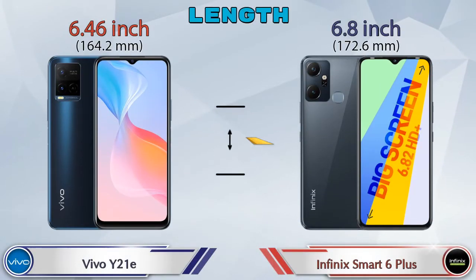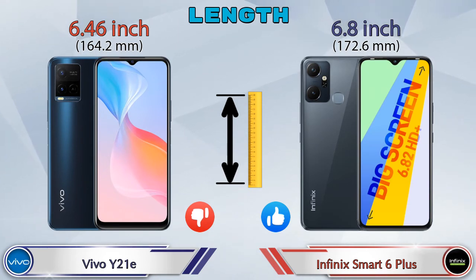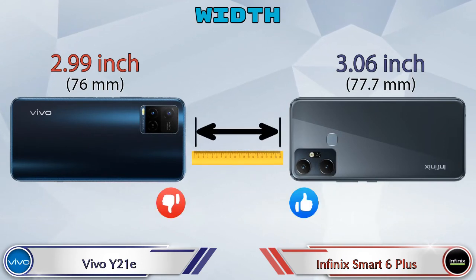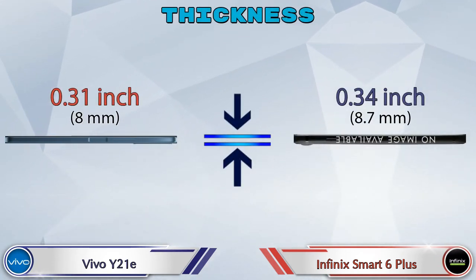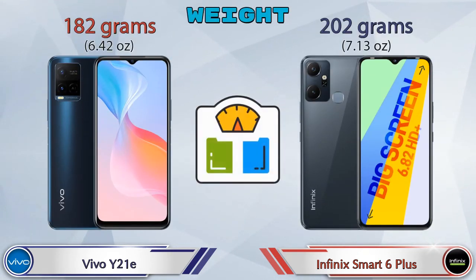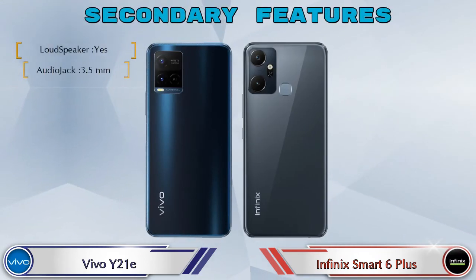Talking about the length of both phones, Y21e is 6.46 inch and Smart 6 Plus is 6.8 inch. Width, Y21e is 2.99 inch and Smart 6 Plus it's 3.06 inch. If we talk about thickness, then Y21e is 0.31 inch and Smart 6 Plus it's 0.34 inch, which is bigger than Y21e. Now let's talk about weight: Y21e is 182 grams and Smart 6 Plus is 202 grams, which is heavier than Y21e. Let's see the secondary features of both phones.